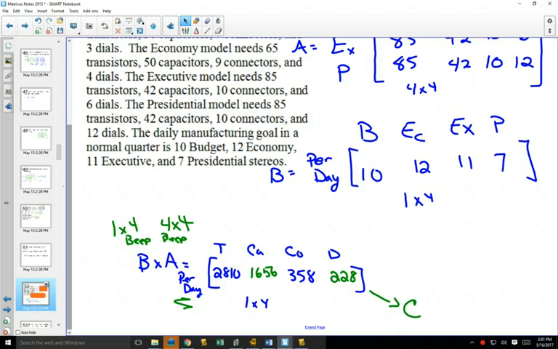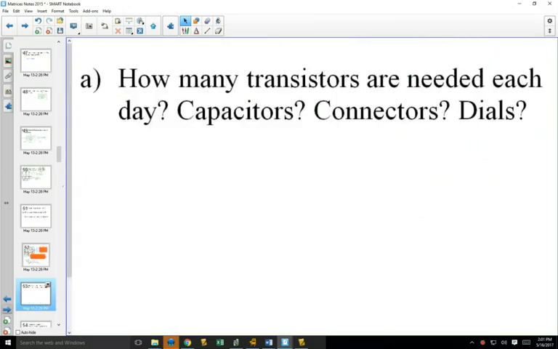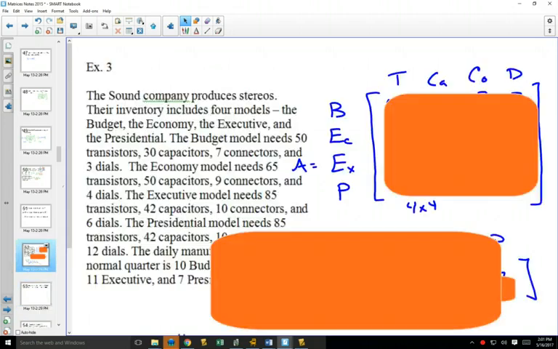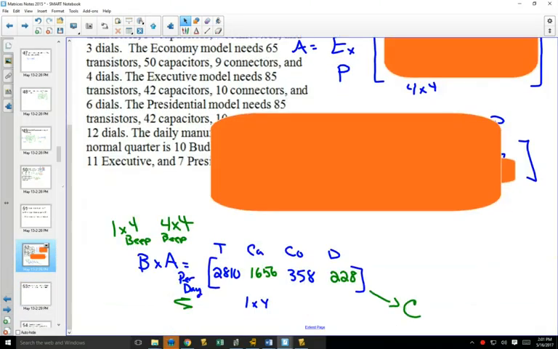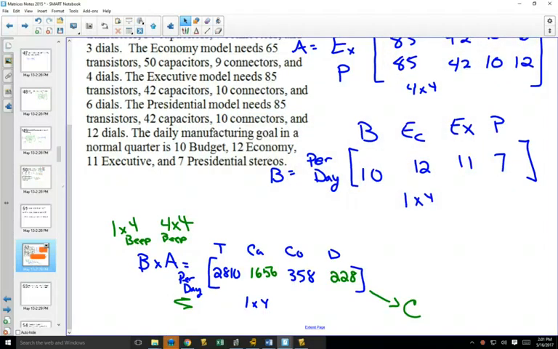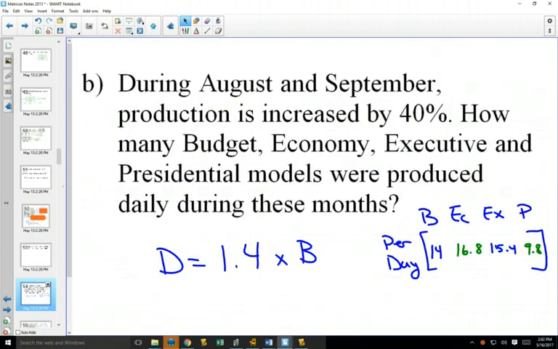So if you put this into your calculator as matrix A, this one is matrix B, I would store this one as matrix C. So we can take these answers right here as basically the answers to question A that we have there. You're good? Okay.